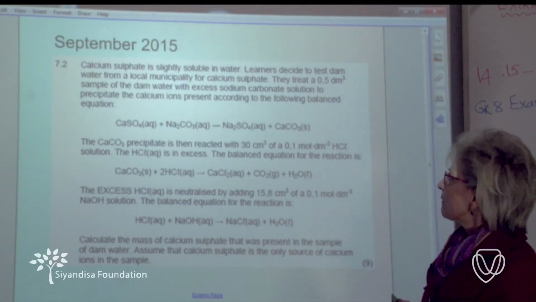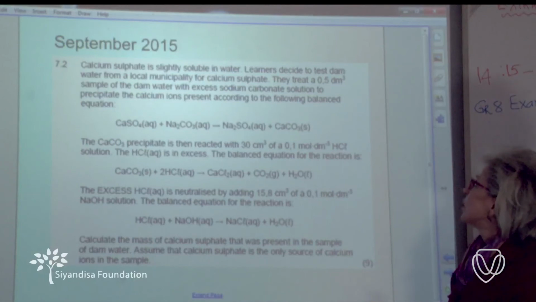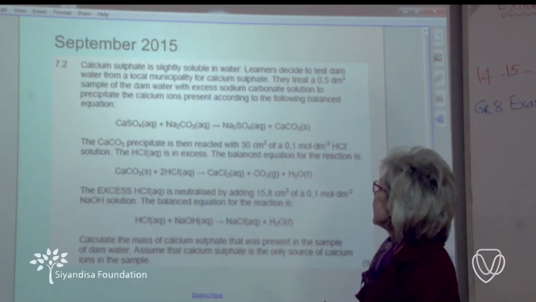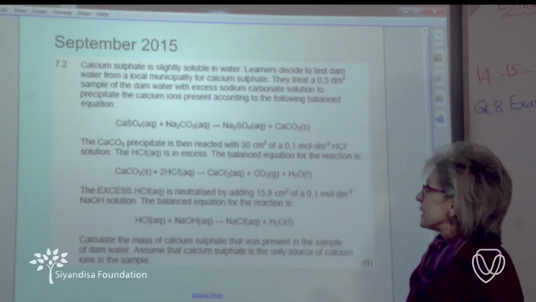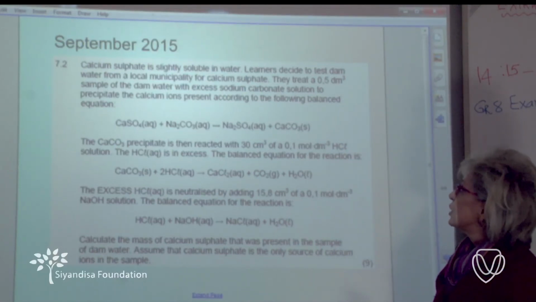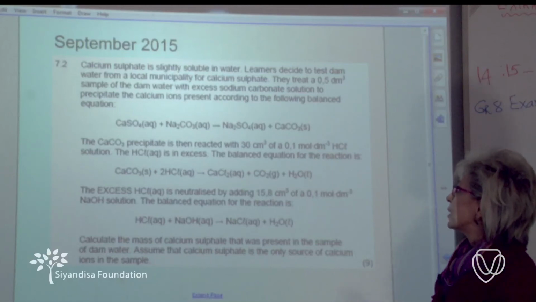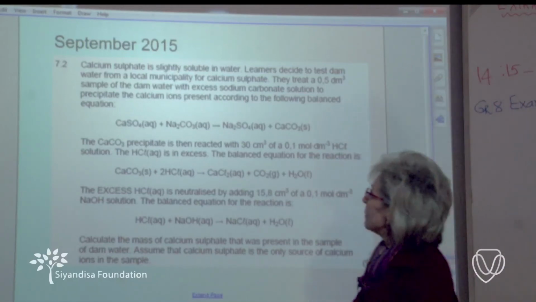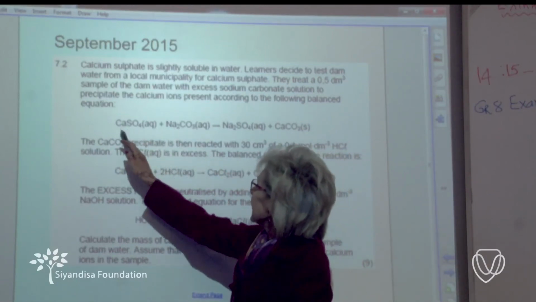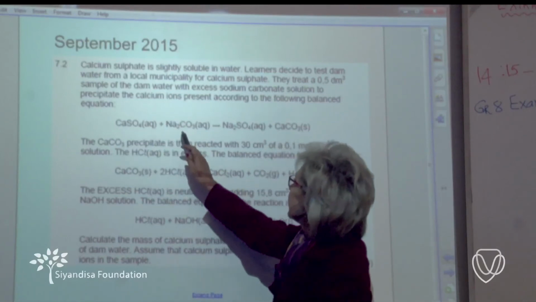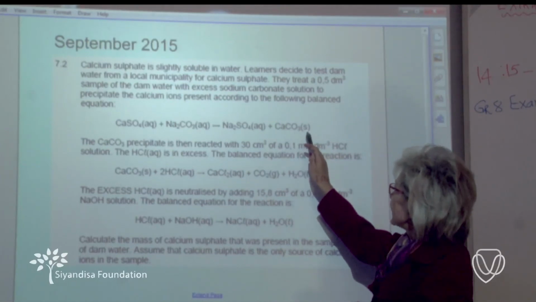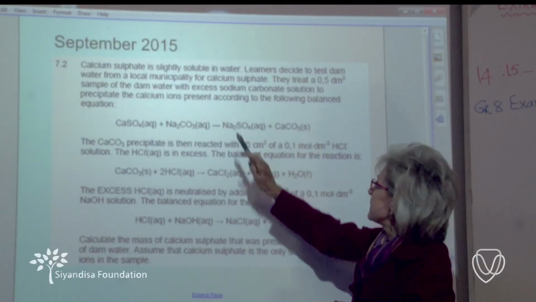So let's read. Calcium sulfate is slightly soluble in water. Learners decide to test dam water from a local municipality for calcium sulfate. They treat a 0,5 cubic decimeter sample of the dam water with excess sodium carbonate solution to precipitate the calcium ions present according to the following balanced equation. So remember now, they've been treating it with sodium carbonate, but we're looking at the calcium sulfate. They've added sodium carbonate, and the combination gives calcium carbonate precipitate, the solid, and then that's still in solution.